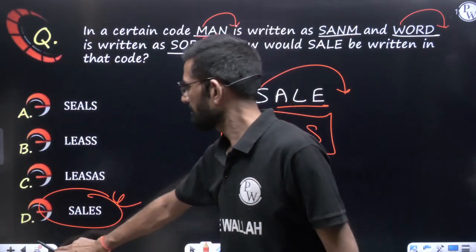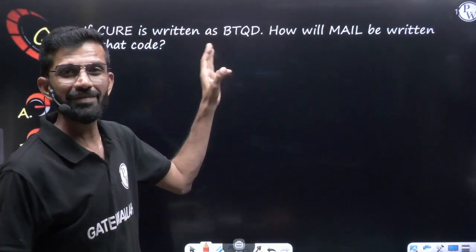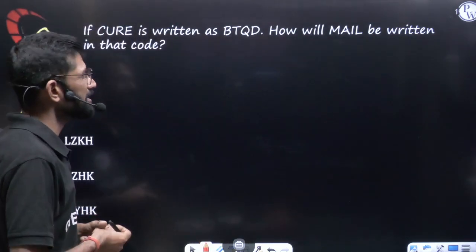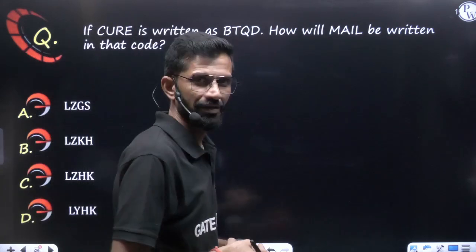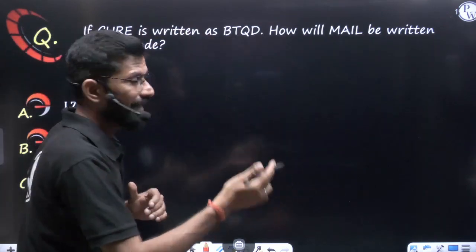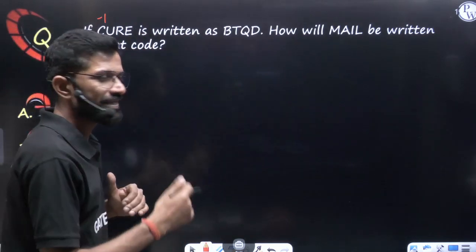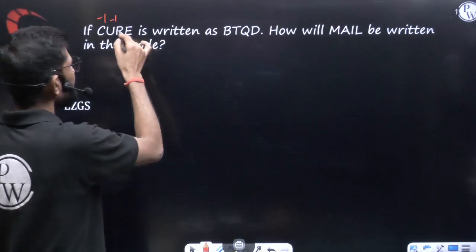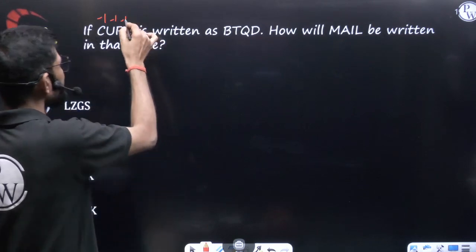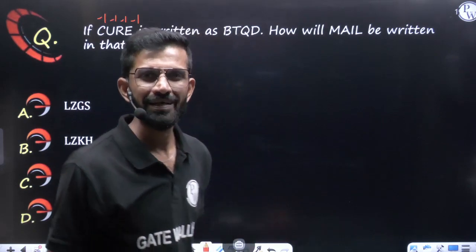Now we'll see the next. If CUREd is written as BTQD, now here you can see not the same letters jumbled, some other letters they are using. If Q is written as BTQD, how will mail be written in that code? Let us relate these letters. From C, if I go 1 letter back, if I go -1, we get B. From U, if I go 1 letter back, before U, what is there? T. So this is also -1. Similarly, for R, 1 letter back, it is Q. And before E, what is the letter? 1 letter back, that is D. Means they are following a -1 pattern, 1 letter back.